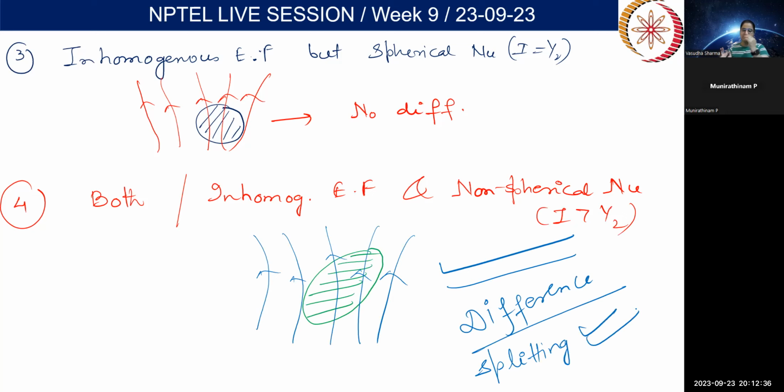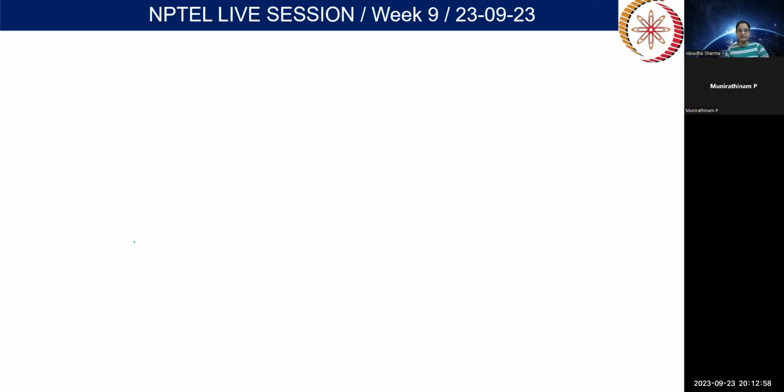Is this clear? I will explain with an example firstly, but these four conditions are clear. For having the electric field gradient, we need to have an inhomogeneous electric field as well as a non-spherical nucleus. So is this clear? Okay, ma'am, clear. Okay. Now I will explain with an example.